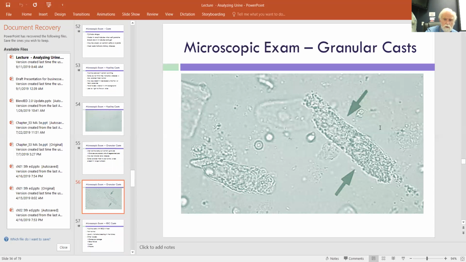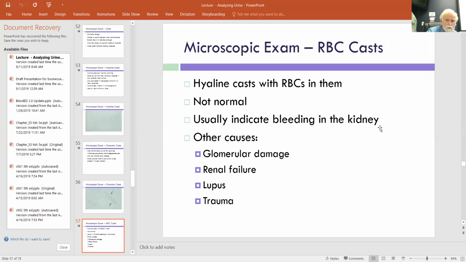And so we can see this granular cast is much, much more visible than the one that we looked at a couple of minutes ago, the hyaline cast. So this thing obviously has things in it. So that's one thing we're looking for.